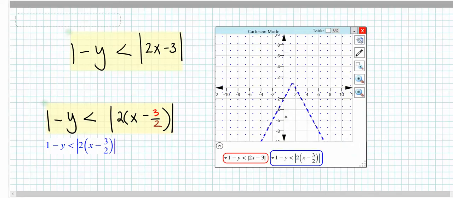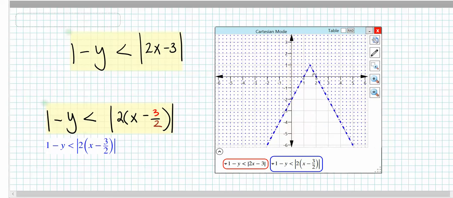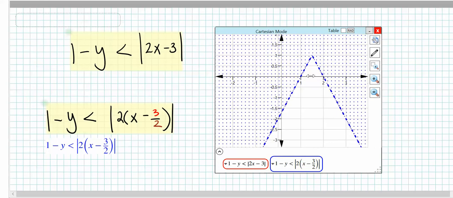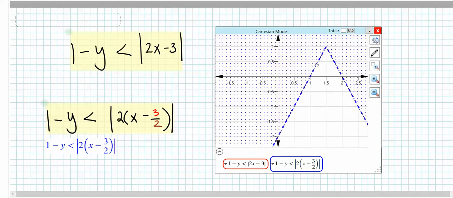Okay, so where did I say that the vertex of this thing would be? It should be at 3 halves comma 1, and look, there it is, 1.5 comma 1. Can you guys see that? Moving kind of slow, and there it is right there. And then we would just take our test point at 0, 0, and we would graph. Hope this helps you guys.